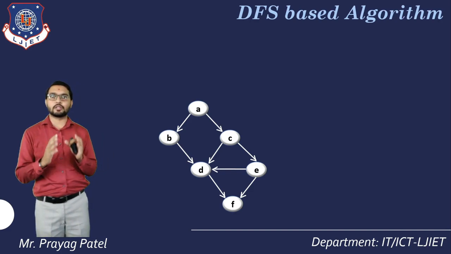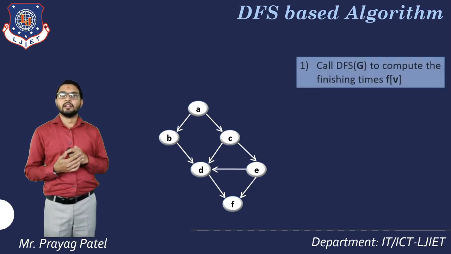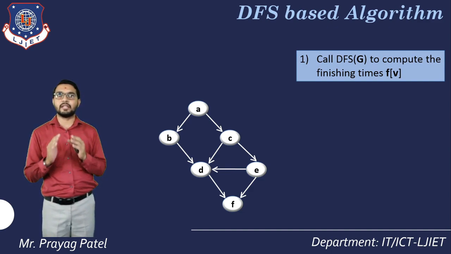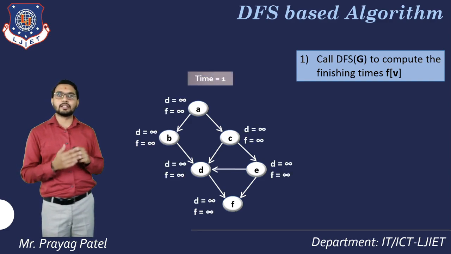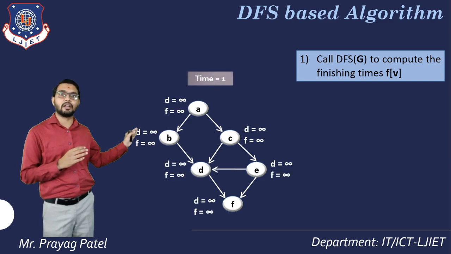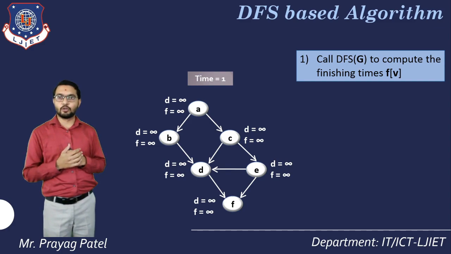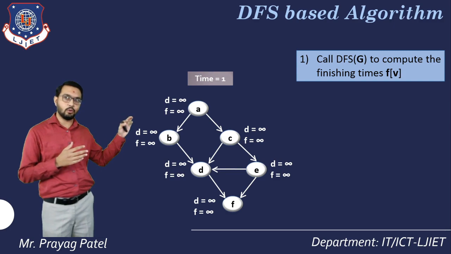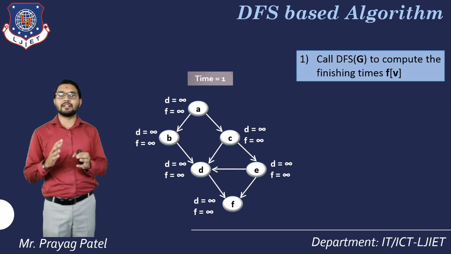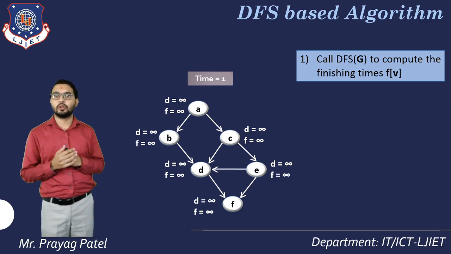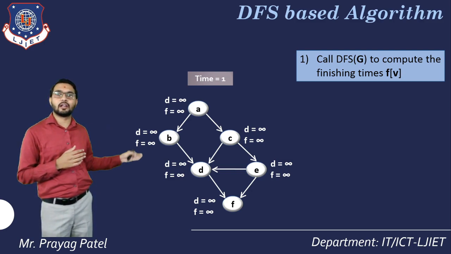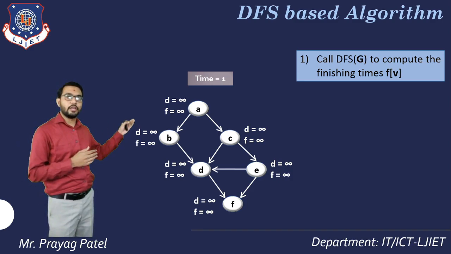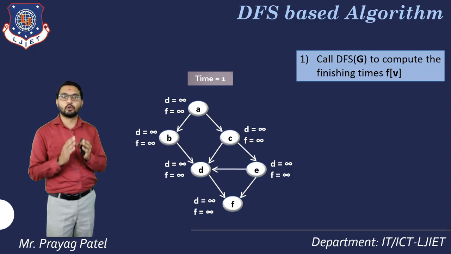Now let's understand this process using one example. Consider the first step, call DFS(G) to compute the finishing time f[V]. So here is the initial given graph. In the given graph there are a total of 6 nodes: A, B, C, D, E and F. Out of all these nodes, you can consider any node as a starting node. Initially, all the nodes are colored white, according to our previous DFS algorithm.